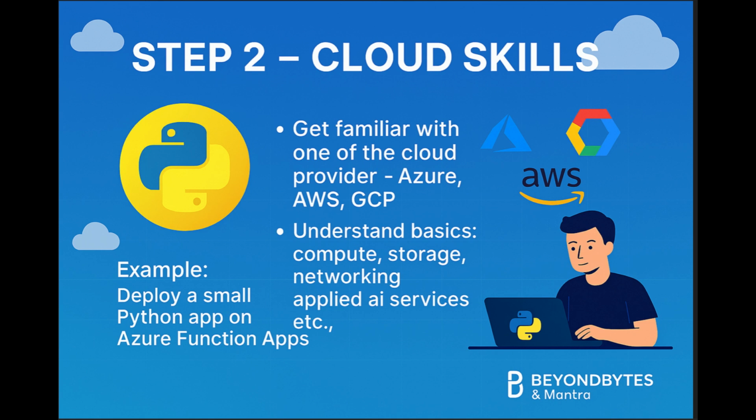Once you are done with understanding what compute, storage, networking, and applied AI services mean, you can go into the next step, which is deploying a small Python app to Azure Functions or AWS Lambda. These are nothing but serverless compute, which really means you just take your code, put it into the service in Azure or AWS or GCP, and they will run the code on your behalf. You don't need to set up infrastructure and other aspects.